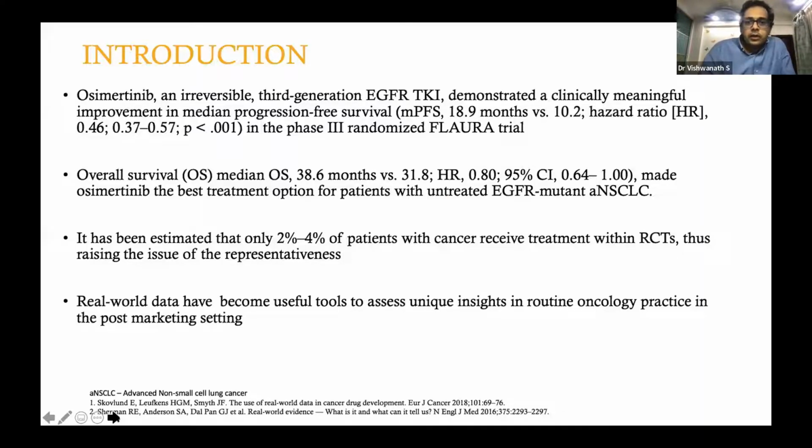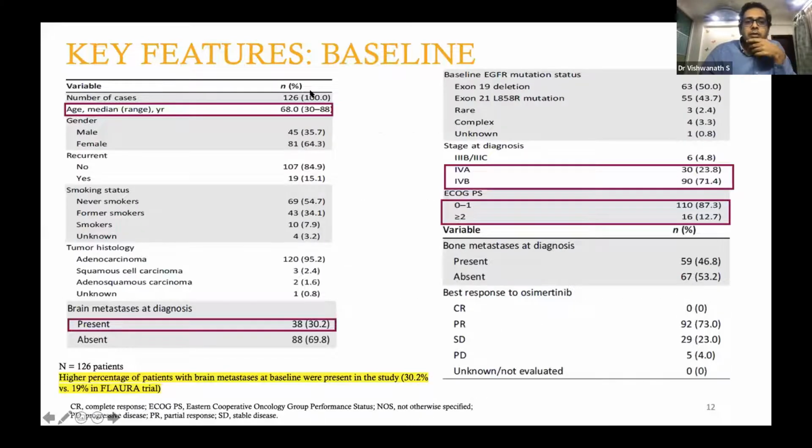And as we know, this is the introduction. The background is from the FLAURA trial. And it has been estimated that only 2 to 4% of the patients with cancer receive treatment within randomized controlled trials, thus raising the issue of representativeness. Hence, real-world data has become a useful tool to assess unique insights in routine oncology practice in the post-marketing setting. So this is the baseline characteristics of the study.